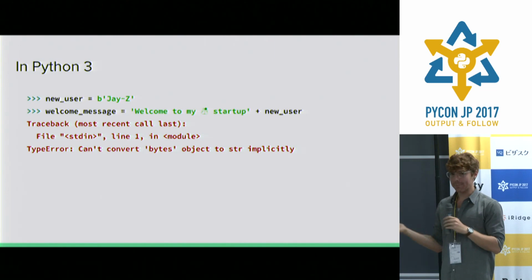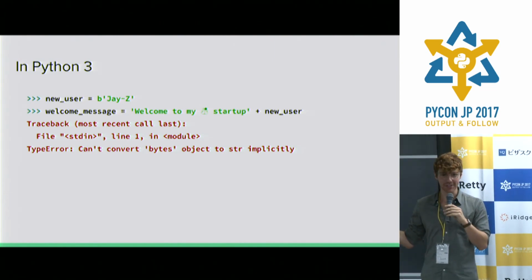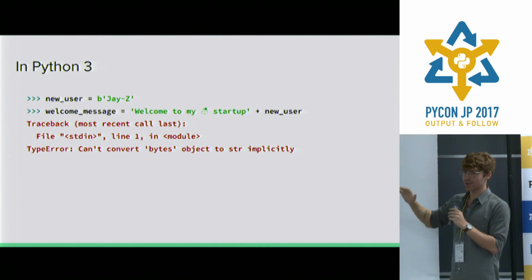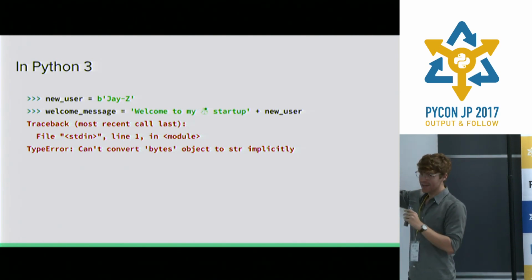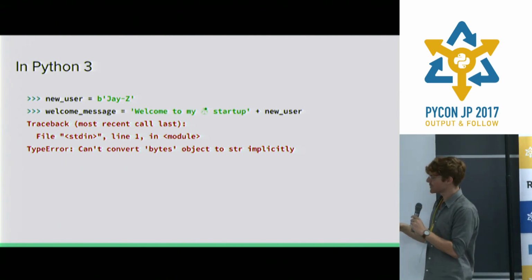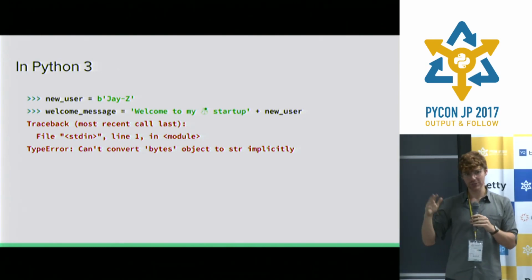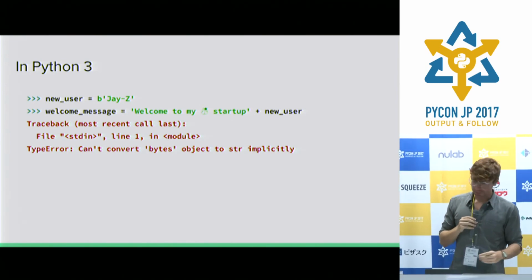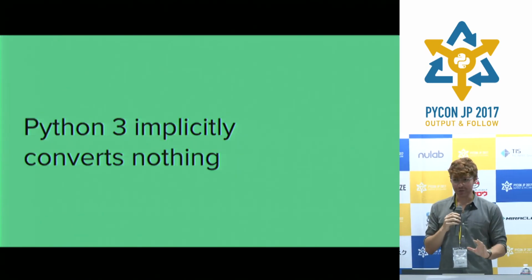And if we look at what happens in Python 3, this is the difference. In Python 3, we never get past Jay-Z. In Python 3, we fail right away because Python 3 doesn't do any implicit promotion. It immediately identifies that this is a byte string and this is a Unicode string, and it raises this error message, which is way easier to read, which is just can't convert type bytes to type str, which is the Unicode string, the string of code points, implicitly. So Python 3 implicitly converts nothing.